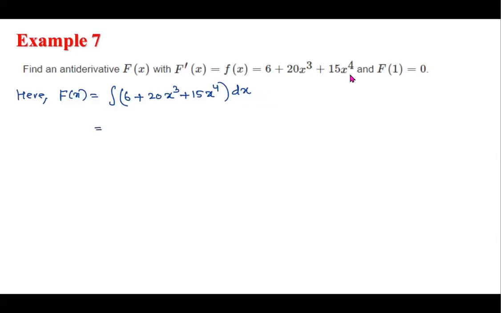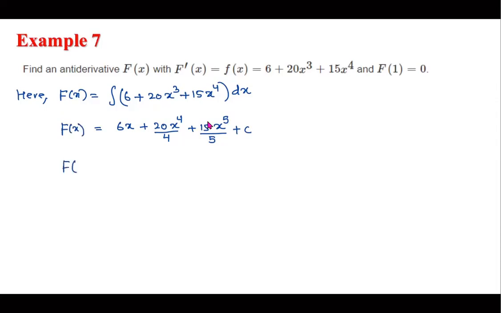This is equal to antiderivative of 6 with respect to x is 6x, because the derivative of 6x is 6. Then plus 20 is a constant, so I can keep as it is. Antiderivative of x cubed, if you use the reverse power rule, we increase the power by 1 and then divide by that same new power, x to the 4 over 4. And then plus 15 is a constant. Again, we increase the power by 1, so x to the 5 over 5, then plus c. So that is our f of x.